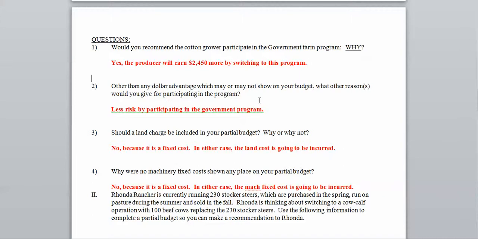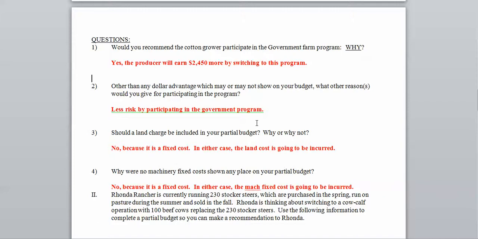Other than dollar advantage, what other reasons might you give for participating in the program? Well, there's less risk by participating in the government program. We're not worried about yield risk or price risk, anything like this. Also, hopefully we're helping the overall industry by reducing the amount of cotton produced. And that's the point of the program.